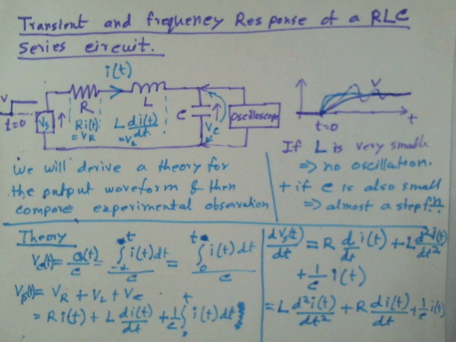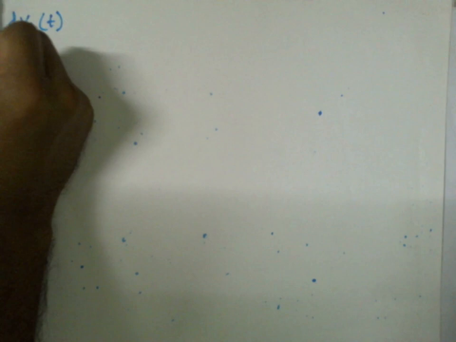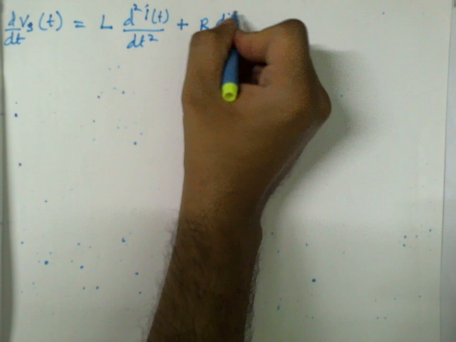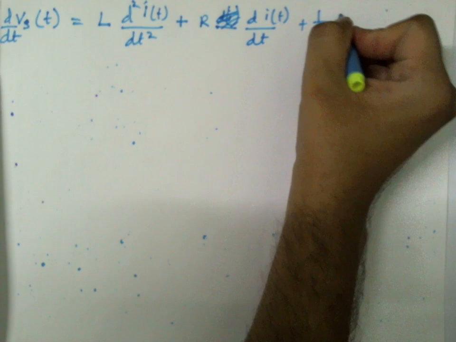So now I move on to a new page, and while doing so, let me just rewrite the equation that we wrote in the last page. V(t) equals L d²i(t)/dt², the second derivative, plus R di(t)/dt, plus 1/C times i(t).